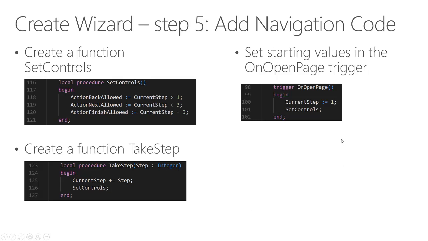On open page, when the page opens, we set the current step to 1, and then we do set controls. So here we set the controls to current step equals 1. If current step equals 1, then action back is not allowed, action next is allowed, action finish is not allowed because the current step is 1 and not 3.